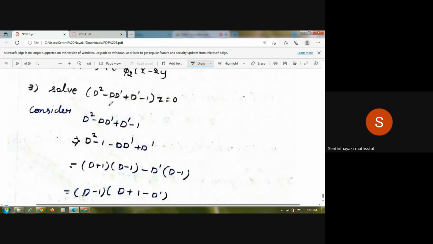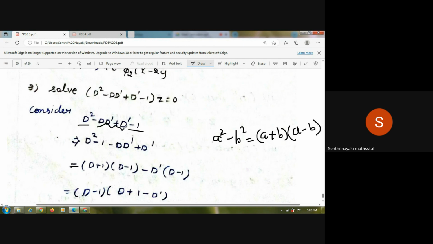So, the third question is (D² − D' + D' − 1) z = 0. Here the first term and the last term, D² − 1, can be written as (D + 1)(D − 1), because we know the formula a² − b² = (a + b)(a − b). So, D² − 1 can be written as (D + 1)(D − 1).